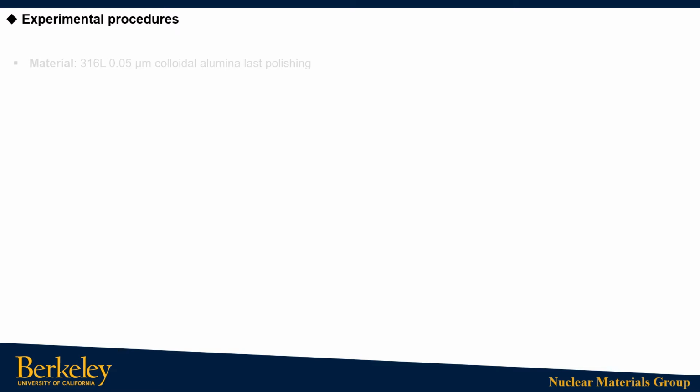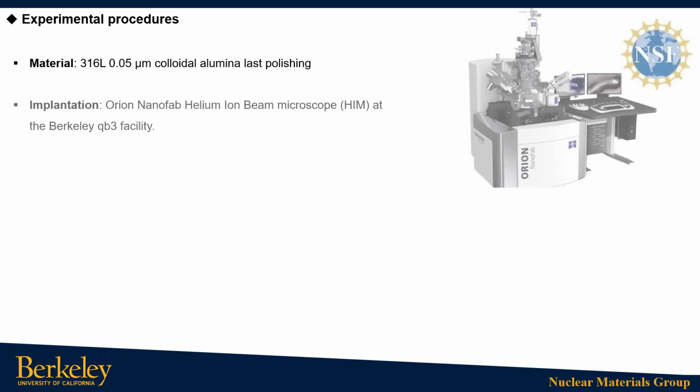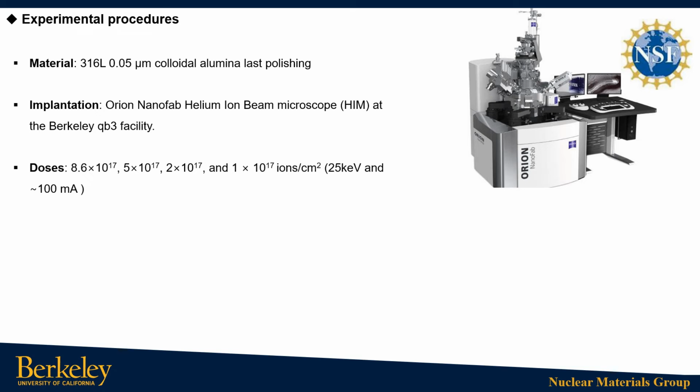This is the experimental procedure. The sample was 316L stainless steel. Each sample was irradiated utilizing the helium ion beam microscope. Helium implantation into the samples was made to doses like this. After the helium implantation, the samples were heat treated at 400 degrees C for 200 hours in static lab air to fabricate the thermal oxide on the implanted surface.